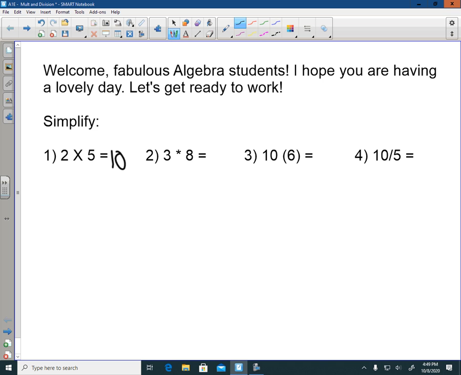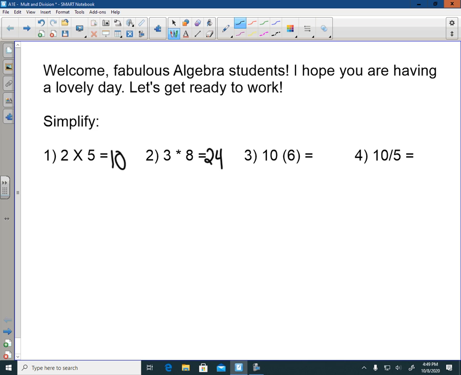Now look at number 2. See how there's that weird asterisk between the 3 and the 8? That, my dears, is also multiplication. And so that sentence says 3 times 8, just like number 1 says 2 times 5. And what is 3 times 8? It's 24.